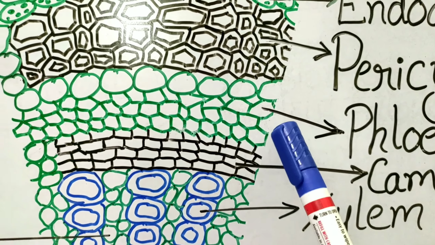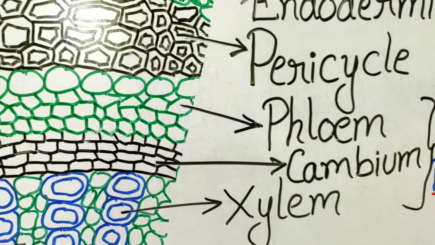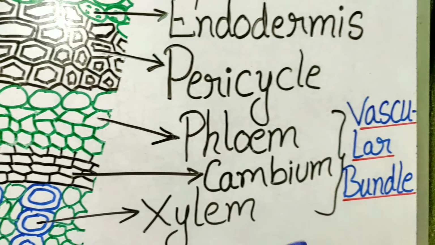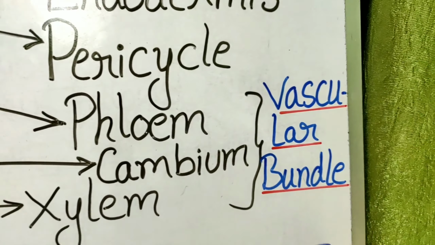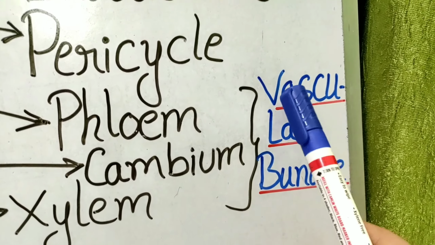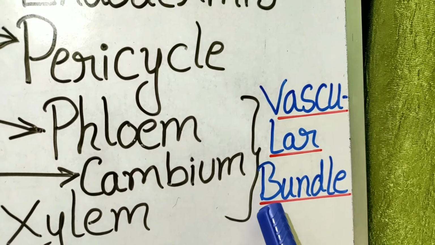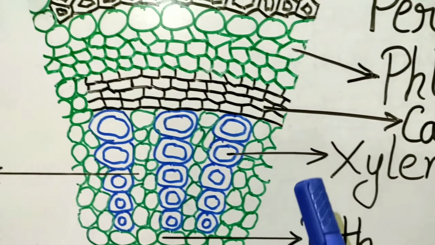Two types of cells. Outer cells are known as your phloem and the inner cells are known as your xylem. And together this phloem, cambium and xylem is known as your vascular bundle. VASCULAR, vascular, BUNDLE. Okay, now this xylem.